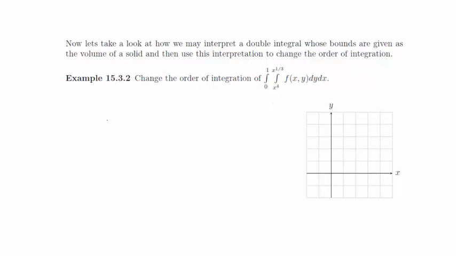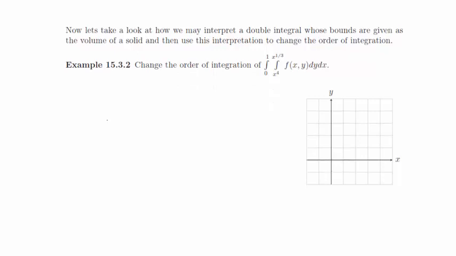So let's take a look at how we may interpret a double integral whose bounds are given as the volume of a solid, and then use this interpretation to change the order of integration. Example 15.3.2, change the order of integration of the integral from 0 to 1 of the integral from x to the fourth to x to the 1/3 of f of x comma y dy dx. Note we're not actually even giving a function, we're just saying a function, whatever it may be. How do we switch this order around? So we're not worrying about whether it's a positive volume or negative volume or anything like that. We just want to see how this is working.